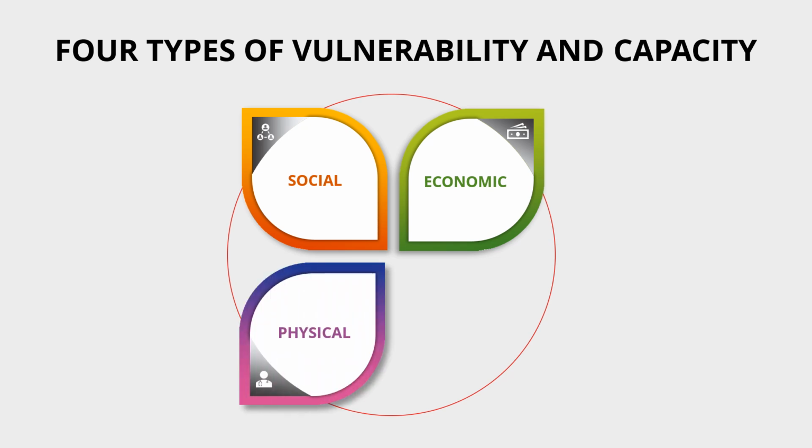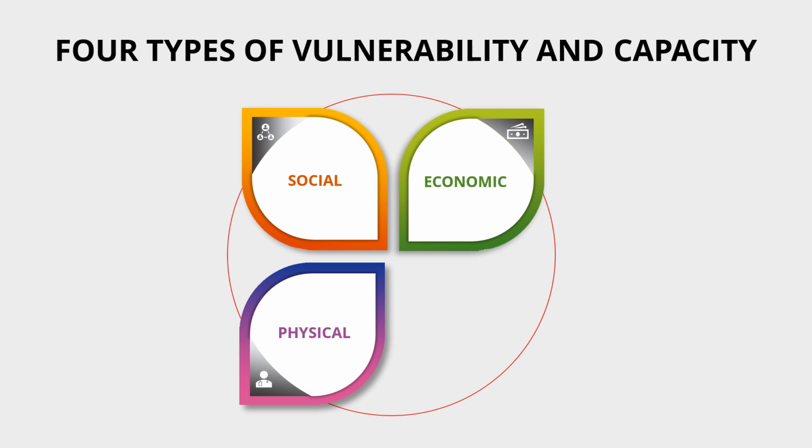Physical vulnerabilities and capacity. Physical vulnerability to disaster pertains to the potential for physical damage to buildings, infrastructure, and natural environments due to an event. This can depend on several factors, including the intensity of the hazard, the design and the structure of buildings and infrastructure, and the effectiveness of existing mitigation measures.